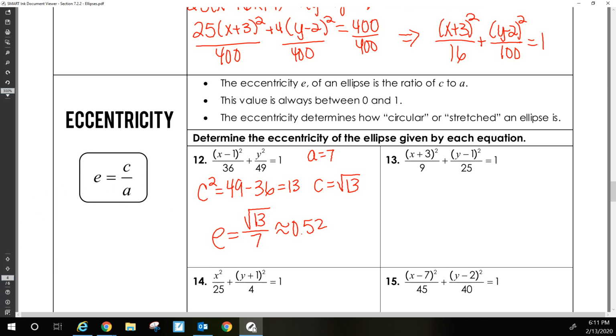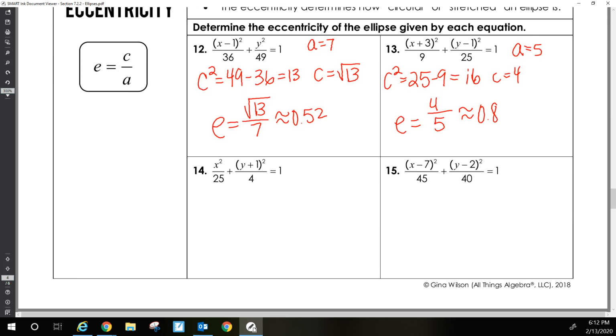All right. Looking at number 13, our A is going to be square root of the bigger denominator, so A is going to be 5. C squared is the bigger denominator minus the smaller. 25 minus 9 is 16. Square root of 16 is 4. So E for this one is going to be C, which is 4, over A, which is 5, or 4/5. That's approximately equal to 0.8. Getting closer to that baguette, right?